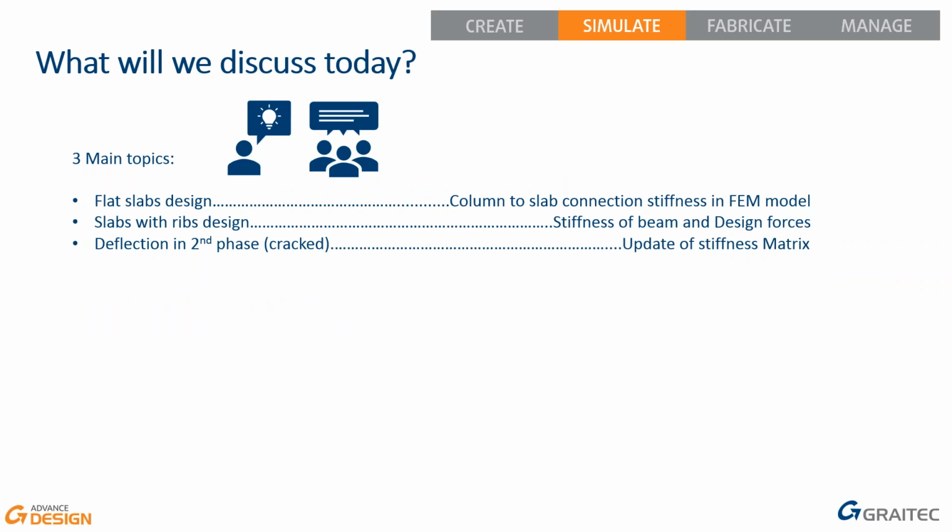Today we are going to talk about the possibilities of advanced design for LC slabs and ribs design. So what we will actually discuss today are these three main topics: flat slabs design, so the slab supported only on the columns; slab with ribs, so the slab that is firstly supported by the beams and later on the columns; and the deflection in the second phase. And by that I mean the cracked inertia, so how to calculate your total real deflection of your concrete slabs.